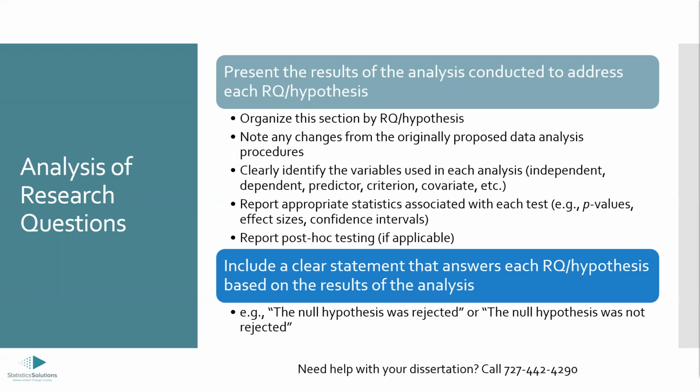And very importantly, you'll want to include a clear statement that answers each research question and hypothesis based on the results of the analysis. So for each analysis, you want to make sure you have a very clear statement, for instance, if your hypothesis was supported or not, or a clear statement that answers the research question. If your hypotheses are written in the null and alternative format, the most common way to do this is to state that the null hypothesis was rejected if you had significant results, or the null hypothesis was not rejected if you had non-significant results.